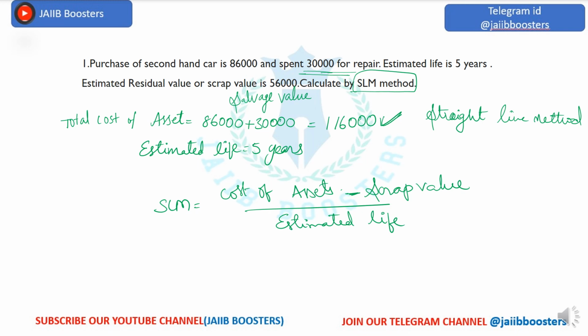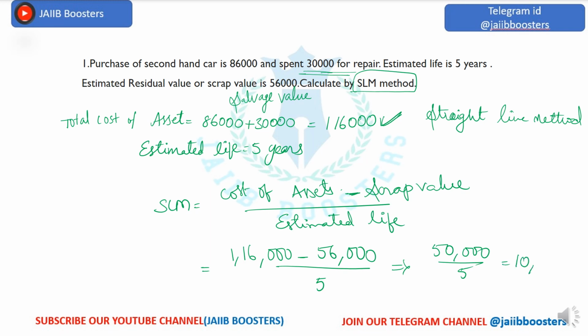So what is the cost of the asset here? 1,16,000 minus what is the scrap value in the question, that is 56,000, divided by what is the estimated life here? It is 5 years. 50,000 by 5, that is 10,000. 10,000 is our depreciation per year. Okay.